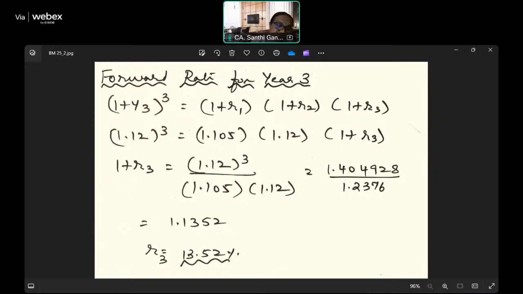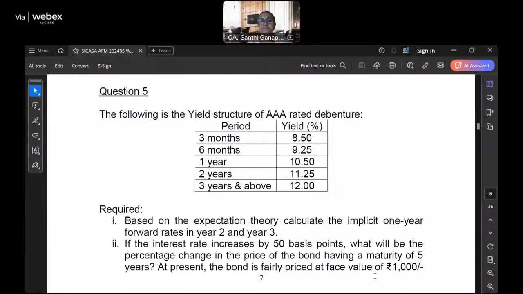Now we go to the next question. If the interest rate increases by 50 basis points, what will be the percentage change in the price of the bond having a maturity of 5 years? At present, the bond is fairly priced at face value 1,000. Try that, please.